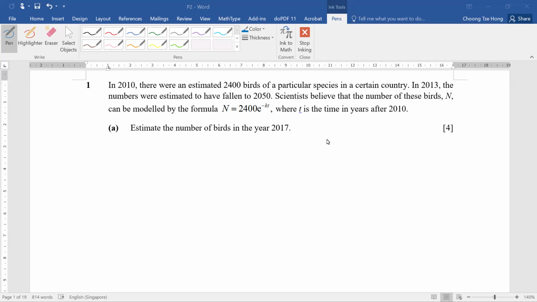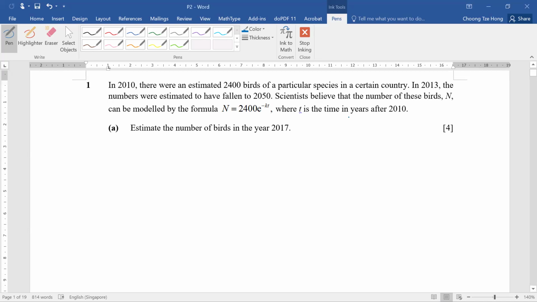So in 2010, there were an estimated 2,400 birds of a particular species in a certain country. In 2013, the numbers were estimated to have fallen to 2050. Scientists believe that the number of these birds, n, can be modeled by the formula n equals 2400 e to the power of negative kt, where t is the time in years after 2010.